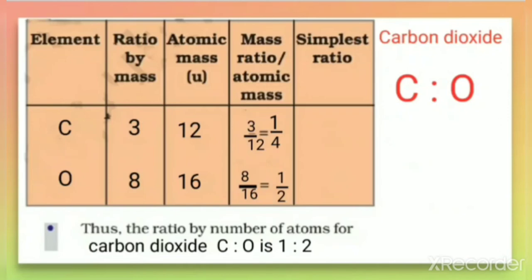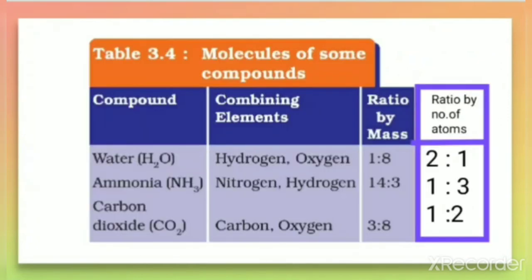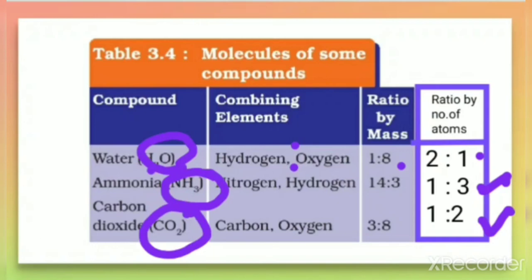So from this example, now we can make one more column in the previous table, that is ratio by number of atoms. So we have taken 3 examples. In these 3 examples, the ratio by mass for hydrogen to oxygen in water is 1:8. But for ratio by number of atoms, we got the value 2:1. That gives the formula 2:1, therefore H2O. Similarly, for ammonia we got the value 1:3, and for carbon dioxide we got the value 1:2. Therefore the formula of water is H2O, for ammonia it is NH3, and for carbon dioxide it is CO2.